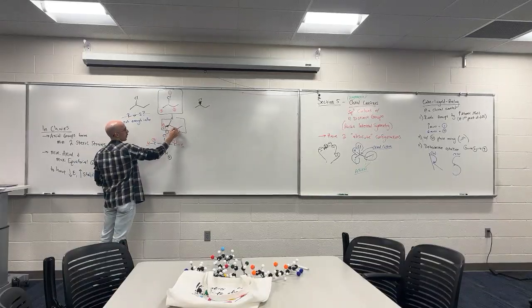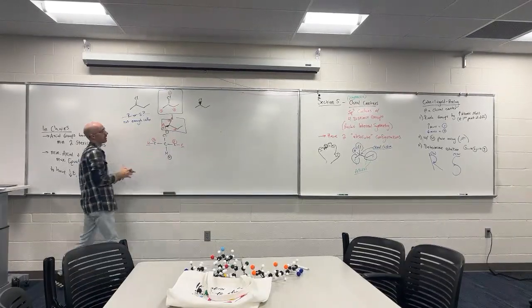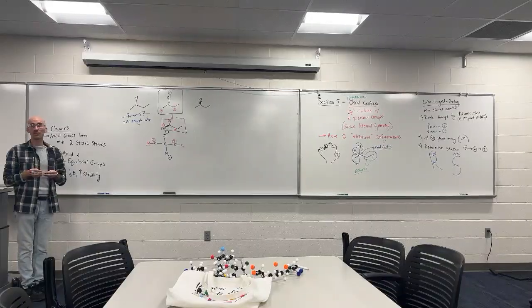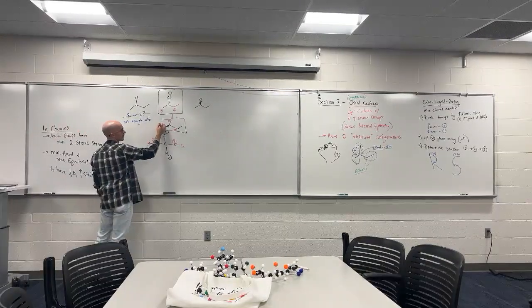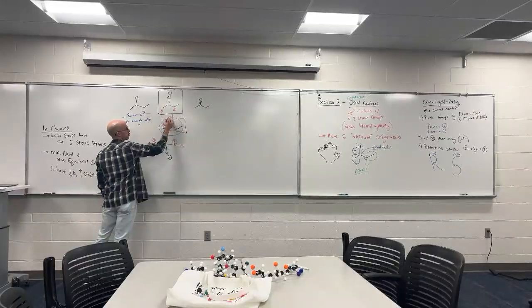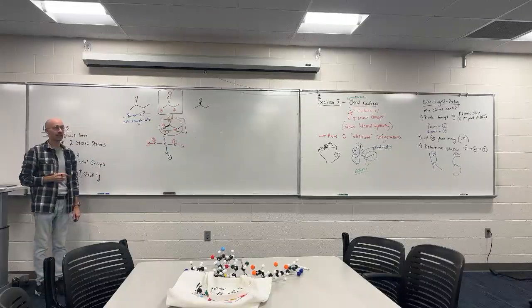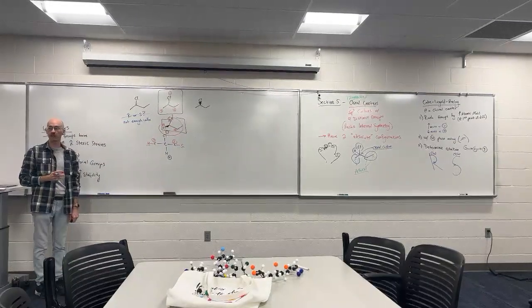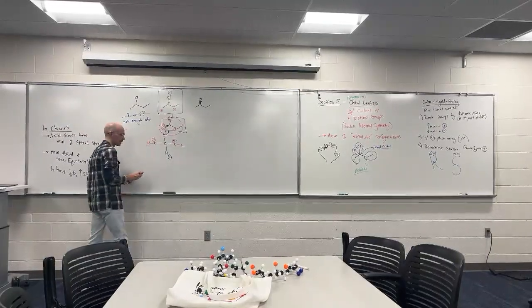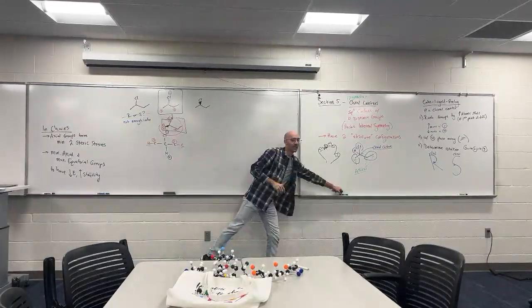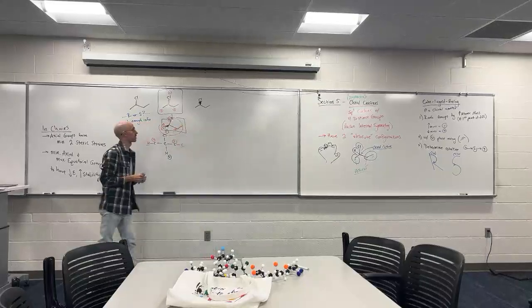Priority 1, priority 2, priority 3, with the lowest priority 4 pointing backwards. So now I can say that this is 1 to 2 to 3 counterclockwise. This is an S absolute configuration.